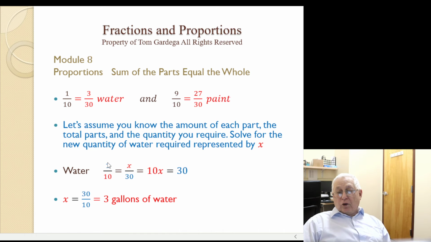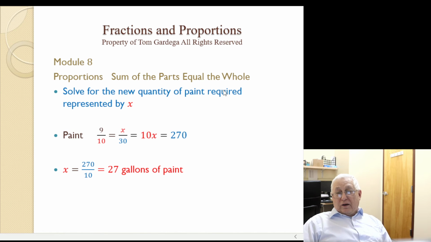We have 1/10 equals x/30. In other words, 1 gallon water equals 10 gallons total. The new quantity unknown is x equals 30. So we want to solve this. We get 10 times x equals 1 times 30, which is 30. We let x stand alone. 30 divided by 10 equals 3 gallons of water. Proportions solve this for us.